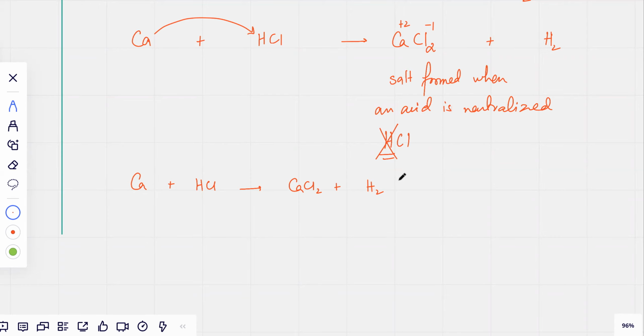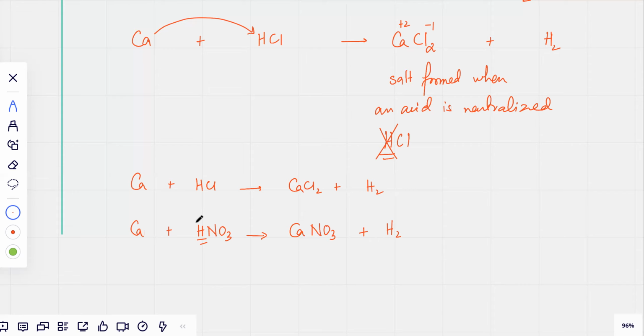Let's try and do calcium's reactions with all acids. Let's do it with nitric acid. Now, how did I tell you the salt is going to be formed? The calcium is going to come in and knock out the H. H2 gas is always formed, and calcium is going to displace the H and occupy its position. So it's going to be Ca and NO3. Is this clear?